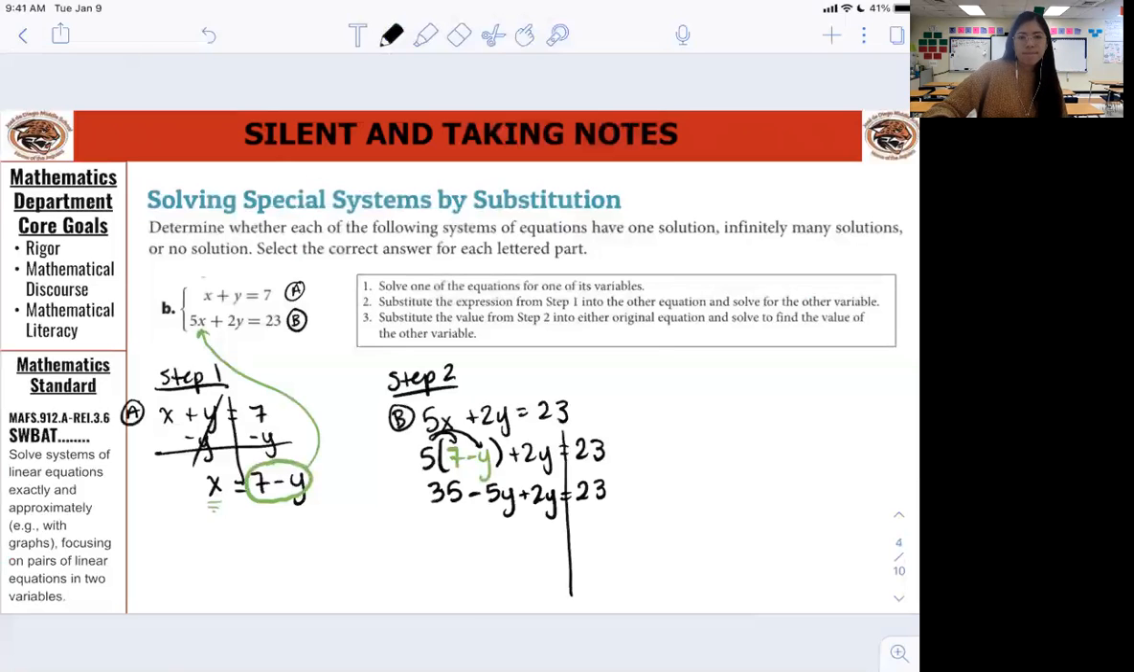35 minus y. Right, that's what distribution means. Distribution means you multiply the 5 to everything that's inside of the parentheses. So it goes to the 7 and it goes to the y as well. That's exactly what that means. Okay, now I've distributed. Now I do what?